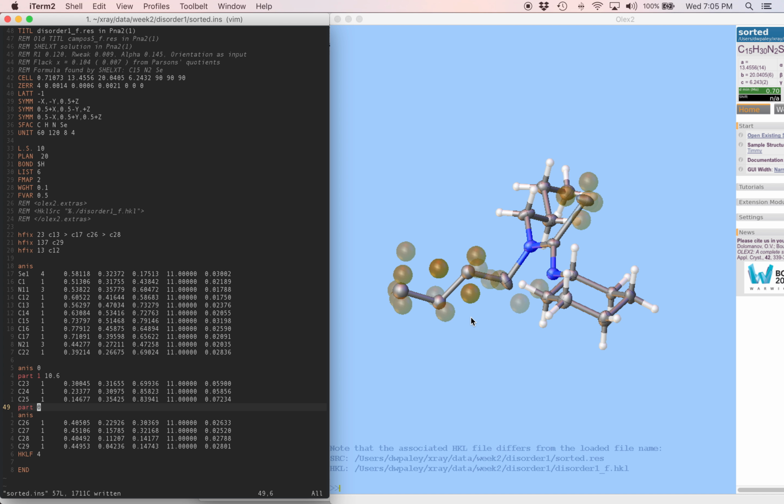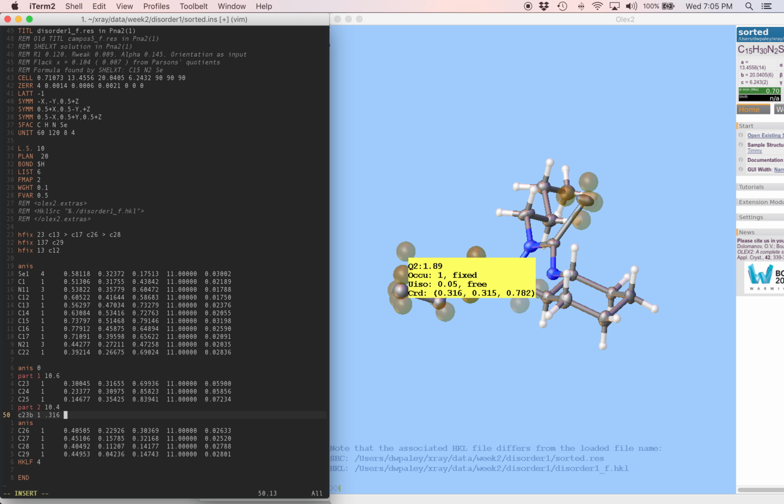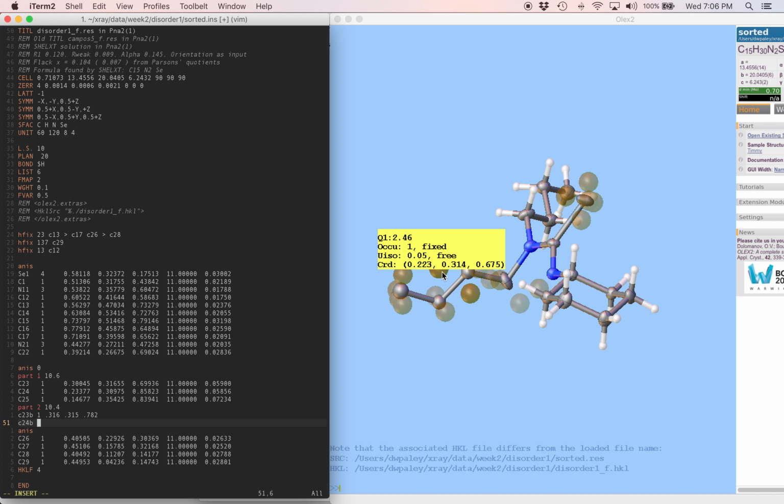I'm going to come back to my editor. I'm going to change part 0 to part 2, make this 10.4, and we're going to put in a C23B. We'll use these coordinates. C24B is this strong Q peak, the strongest one. And finally, the methyl group.